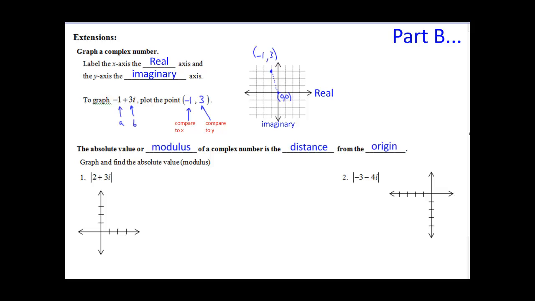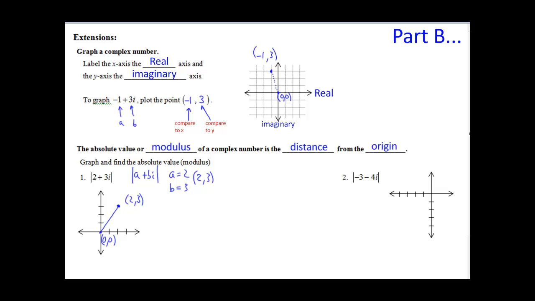Example number 1: if we need to graph and find the absolute value, or modulus, for 2 plus 3i, we're going to look at a plus bi being this way. So we know a is equal to 2 and b is equal to 3, so we're really graphing the point (2, 3). If we go over 2 and up to 3, this point here is (2, 3). We are trying to find the modulus, or the distance, from this point to (0, 0).